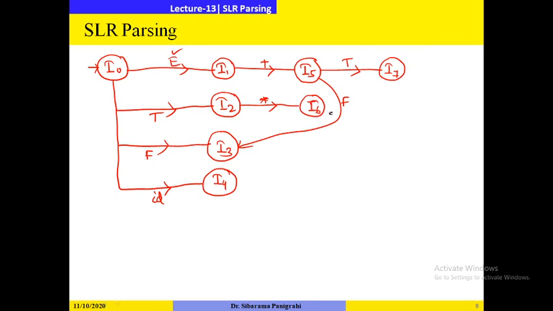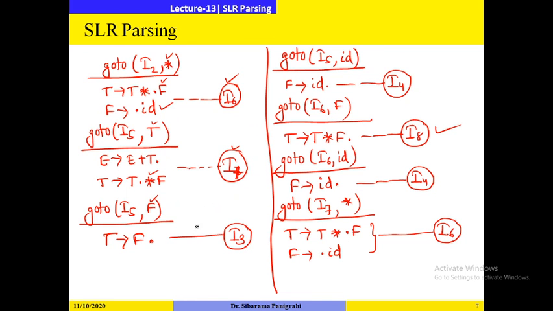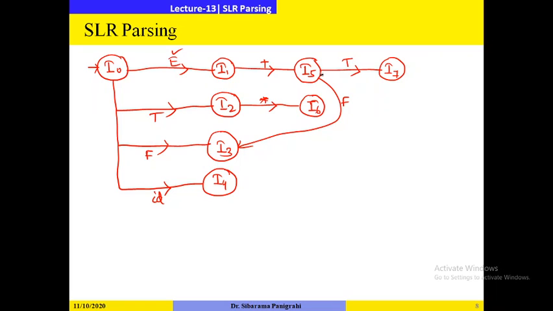Next, I5 by taking ID as input moves to I4. So no need to draw this one. By taking ID as input, it moves to I4.